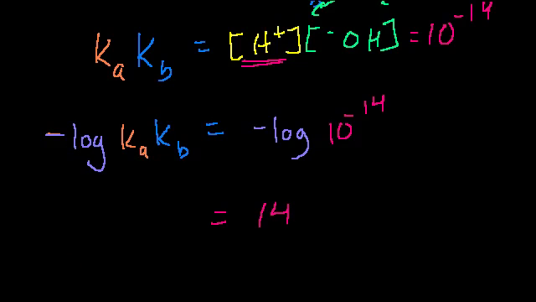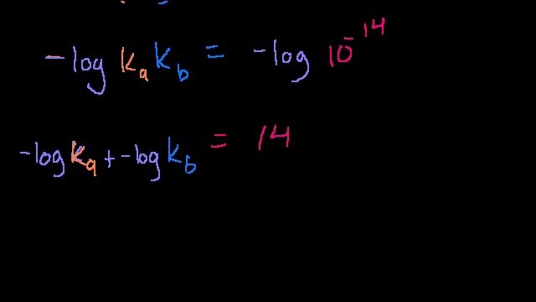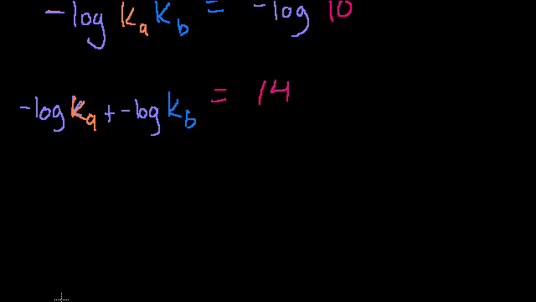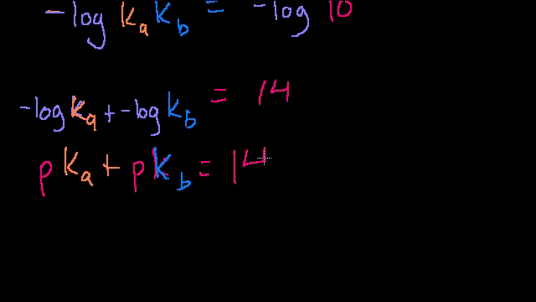And this one, we could use log properties. This is the same thing as the minus log of Ka plus the minus log of Kb. Or you could think of this as your pKa, and this is your pKb. So you could say this is pKa plus pKb, and all of that's going to be equal to 14.